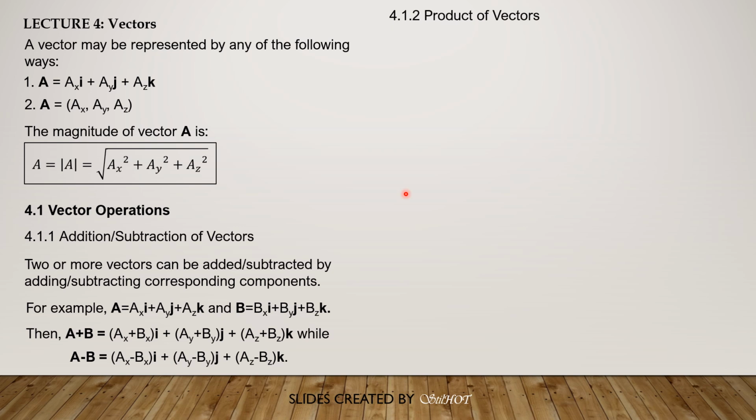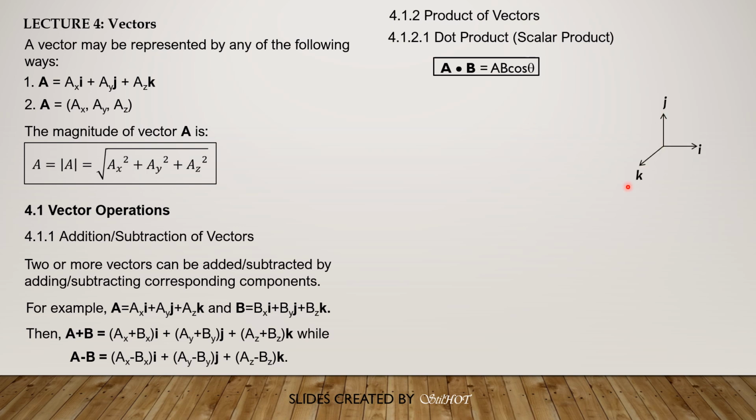Product of vectors. We have the dot product, which is a scalar product. So the result is a scalar. And we have A dot B, which is equal to AB cosine of theta, where A and B are vectors on the left side. Then on the right side, we have the magnitude of A, the magnitude of B, and the cosine of the angle between them.